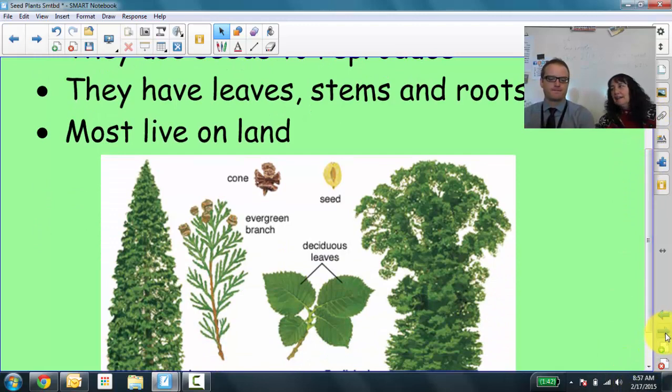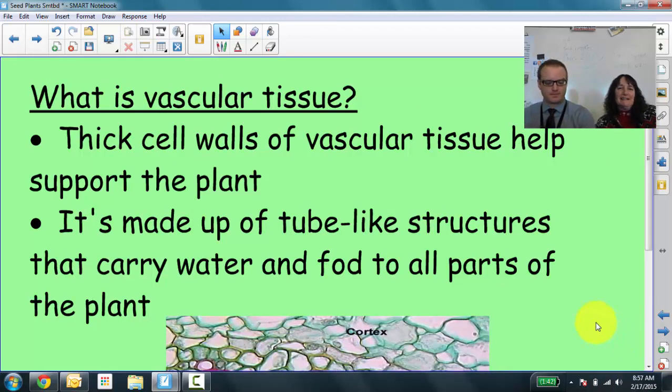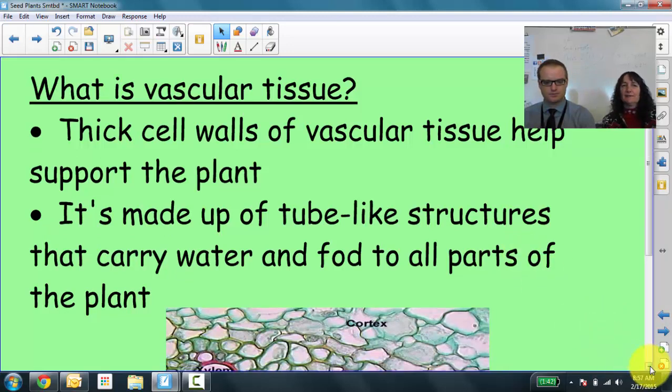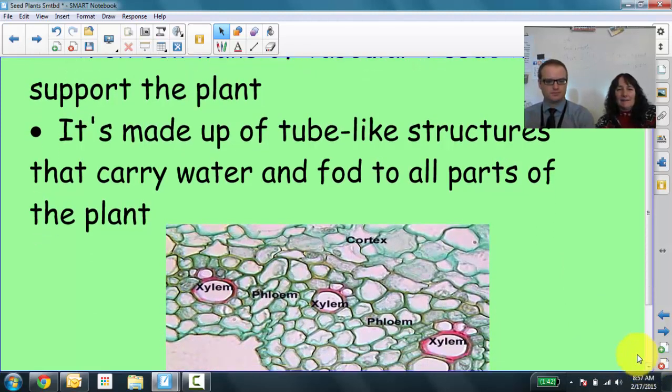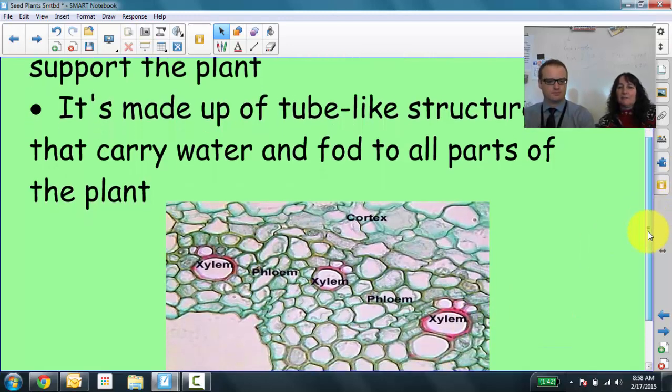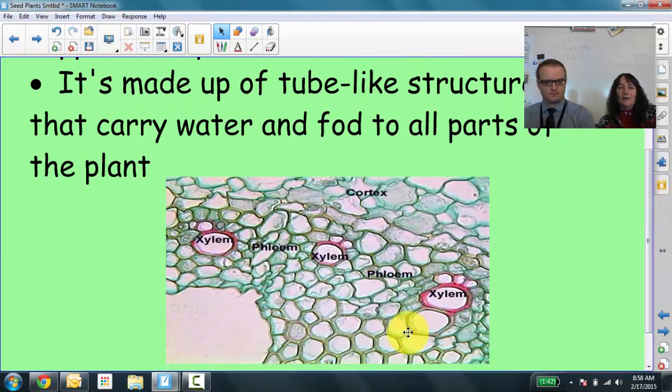So what is that vascular tissue you were talking about? If you look at the picture down there, thick walls of vascular tissue help to support the plant. Plants don't have bones or anything, so why are they standing upright? It's those thick walls, which help hold the water in and help them stay up. It's like a bunch of tubes, just like your veins, a transport system that carries water and food to all parts of the plant.